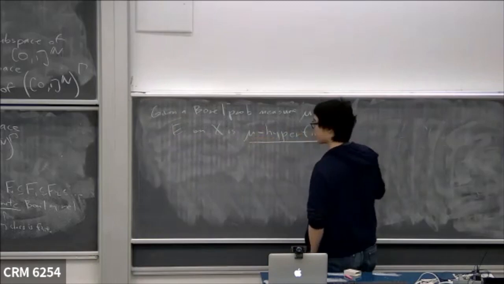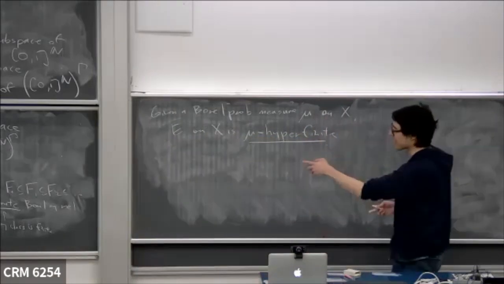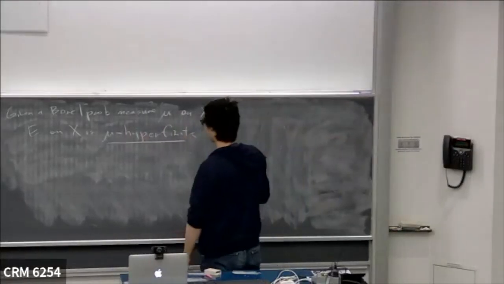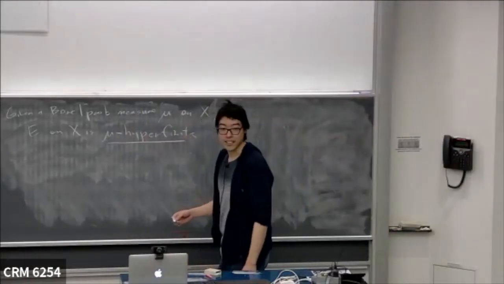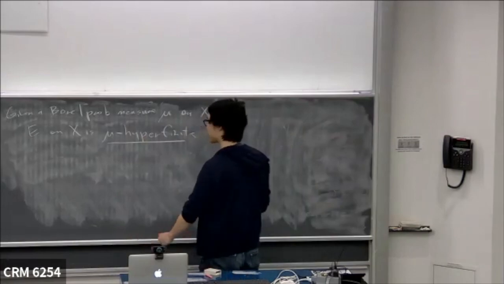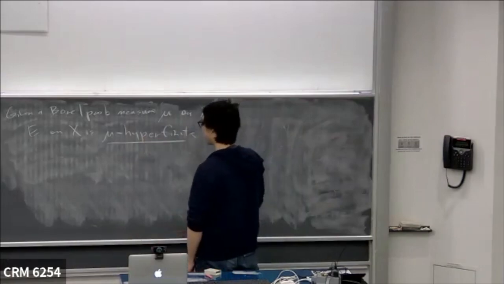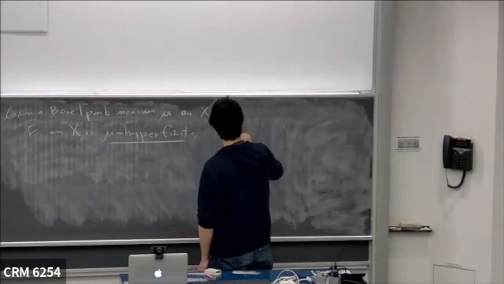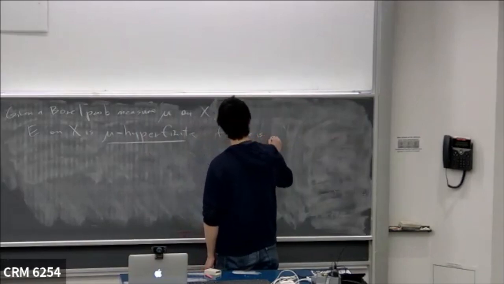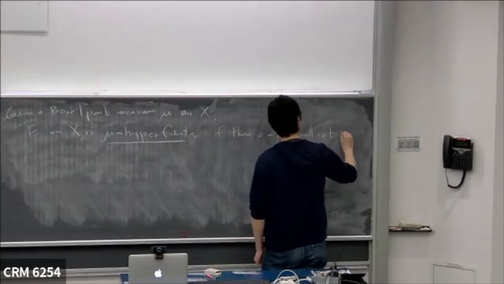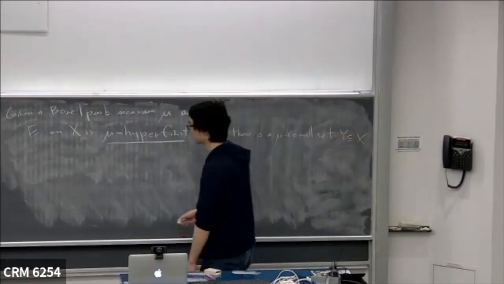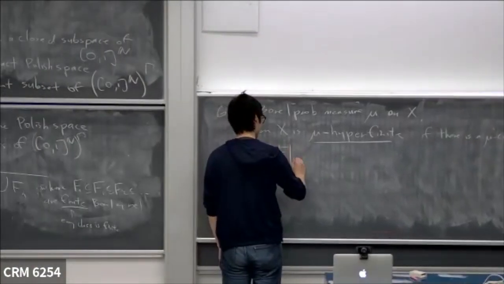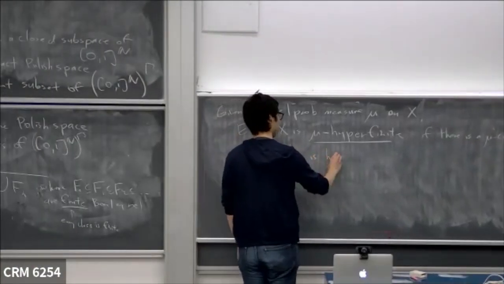Mu hyperfinite, if it is hyperfinite on a set of measure 0, which is the one that you all know and love. The other way around. Oh, I said it's on the measure 0 set? Oh, that's wild. Okay, it's hyperfinite if there's a mu conull set Y such that E restricted to Y is hyperfinite.